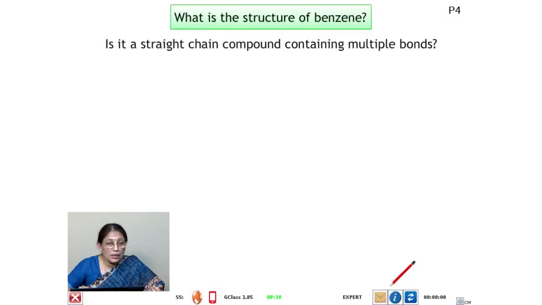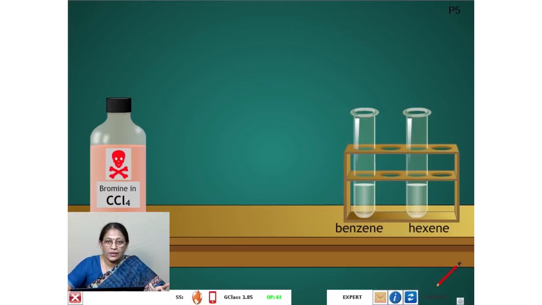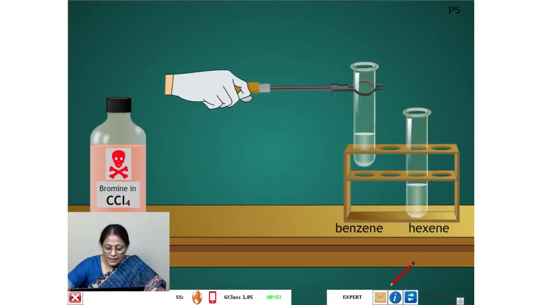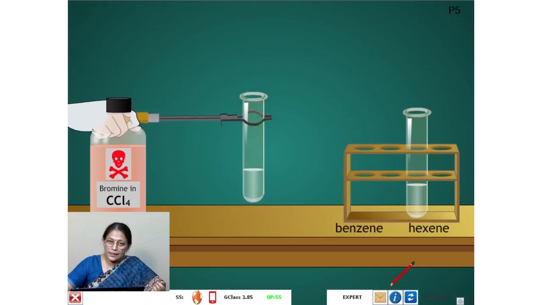Is it a straight chain compound having multiple bonds? Let us see that. If it is a straight chain compound having multiple bonds, that means it is an unsaturated compound. All such unsaturated compounds decolorize bromine in carbon tetrachloride. Bromine has a reddish orange color.